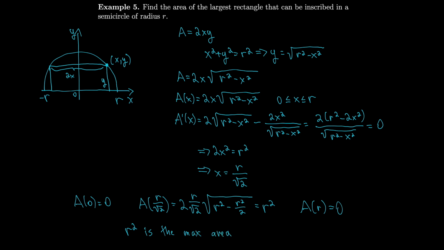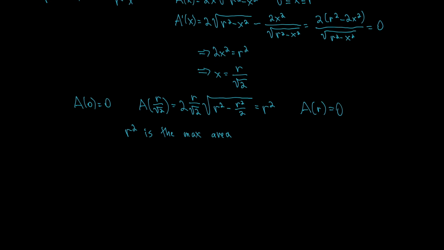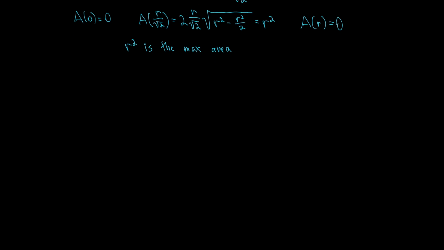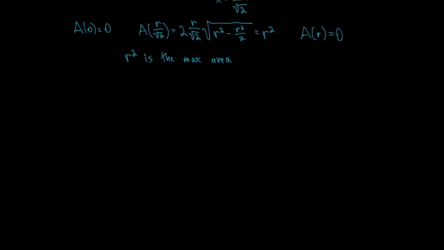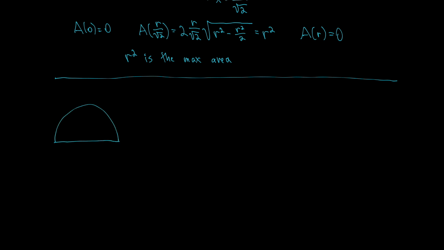Even though we solved this problem with calculus, calculus was not the only way to solve it. We could have actually just used trigonometry. So let me show you. Let's say that we were to redraw this. So here's a semicircle now, and we're putting the rectangle inside.